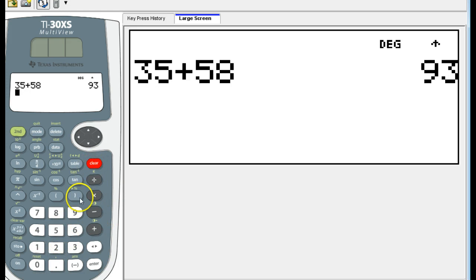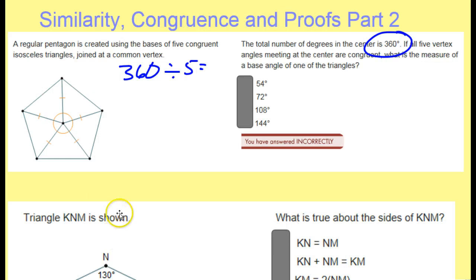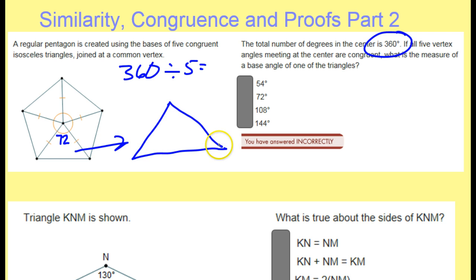360 divided by 5. That's 72. So that means each one of these angles is 72 degrees. Now, let's just look at this triangle. I'm just redrawing it over here bigger. This angle here at the top is 72 degrees. This is an isosceles triangle because these sides are the same. That means these angles, the base angles, are the same.